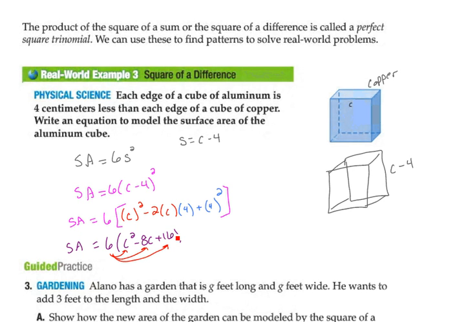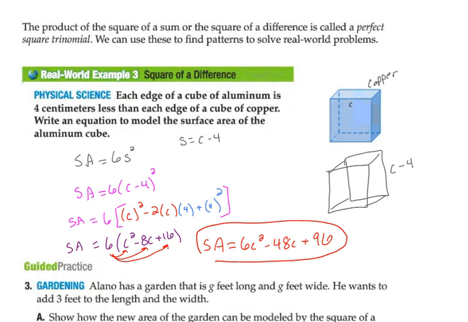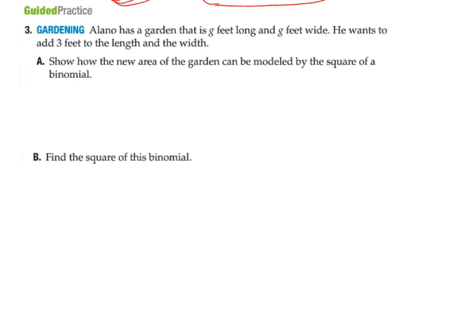So once again, we're supposed to write an equation to model the surface area of the aluminum cube, understanding that we're not going to get a very pretty answer, but an equation does have an equal sign and it does have variables, so I think we're getting there. Surface area is 6c squared minus 48c plus 96. And there then is our answer. Okay, showing just how this relates to geometry. Okay, off to guided practice 3.